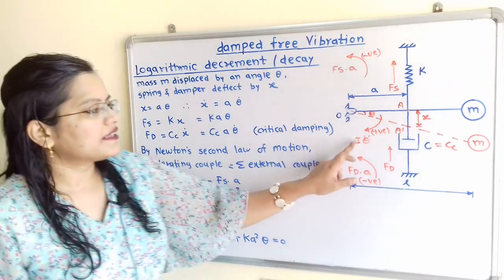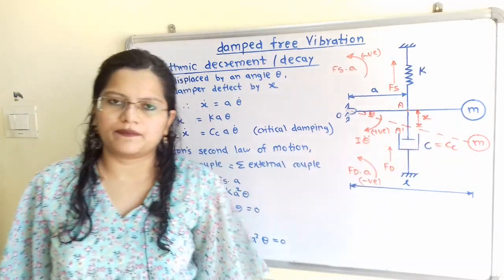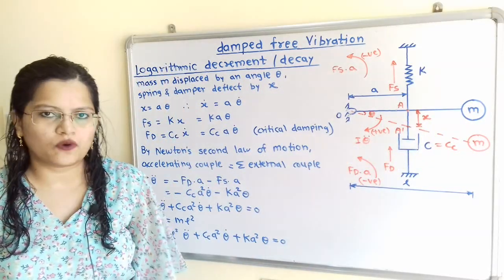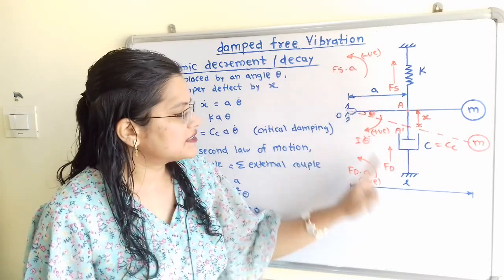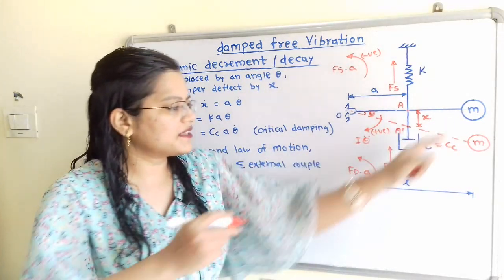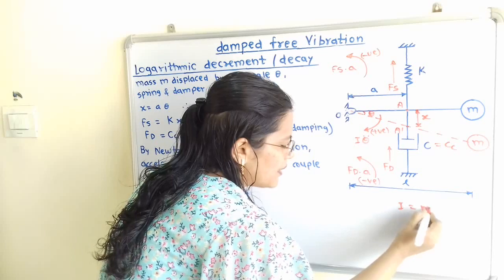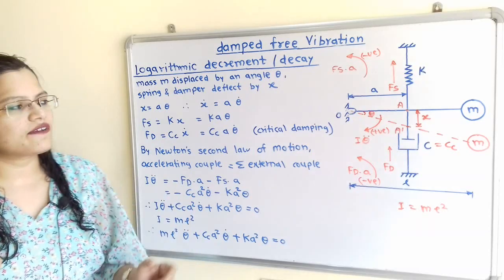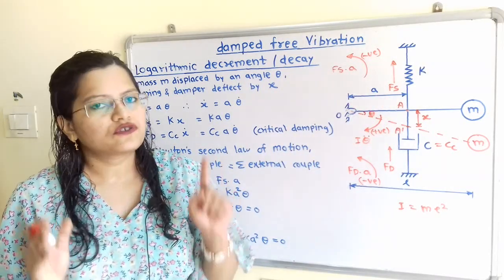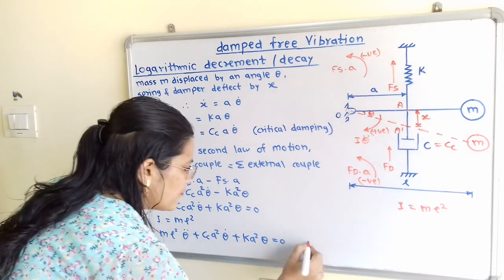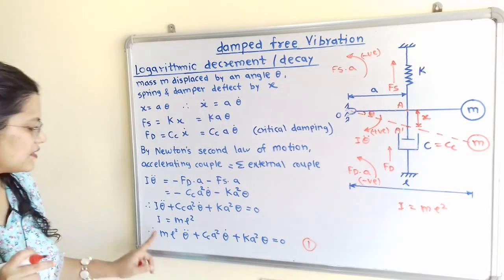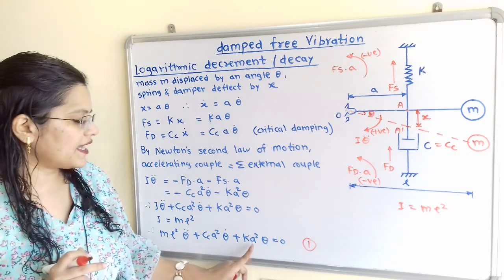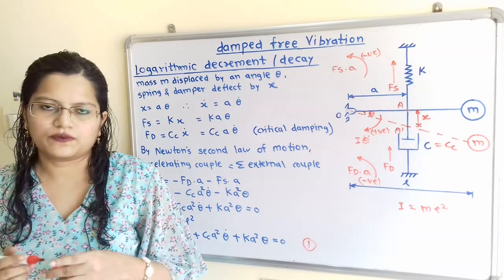Now what is this I? That is the mass moment of inertia of this m. Now this mass m is very small and it is pivoted about point O, and it is having the distance L. So I, for this mass m, we will write here I is equal to m into L square. So if we put the value, then this is the differential equation of motion for this system. So we will give here the equation number 1. So what is this differential equation? ml square theta double dot plus cc a square theta dot plus k a square theta is equal to 0.